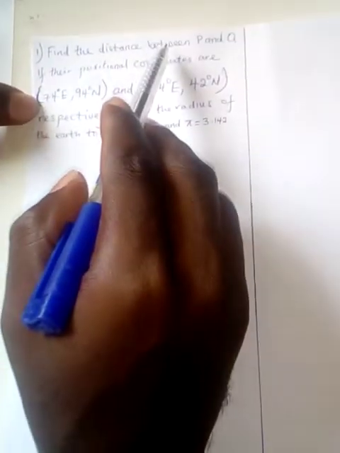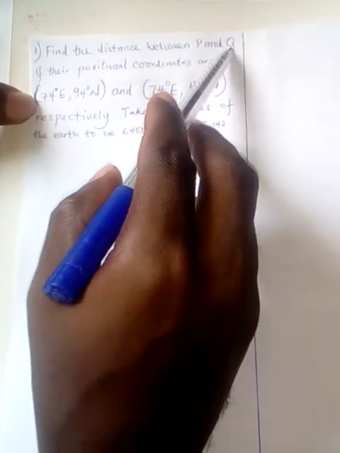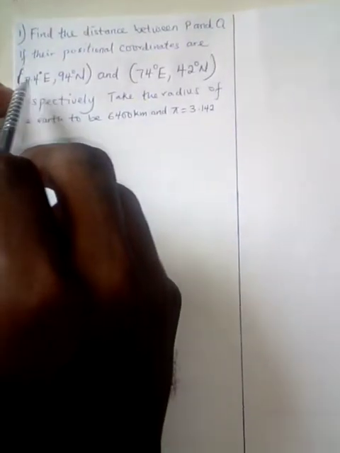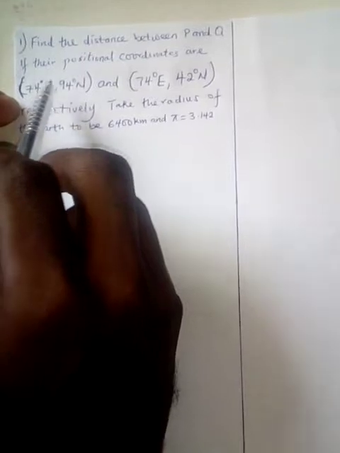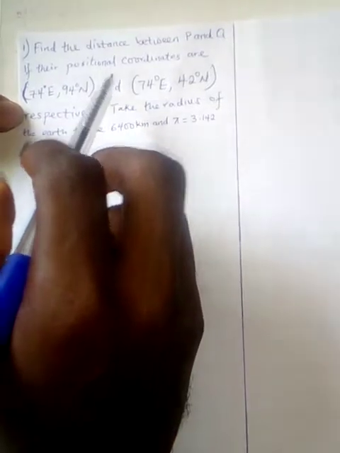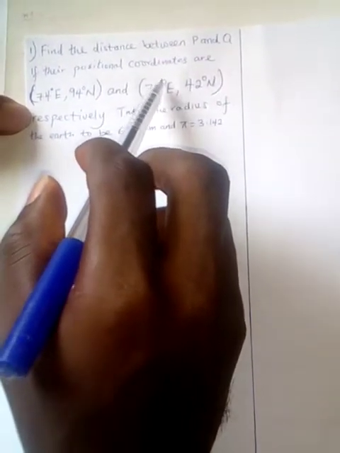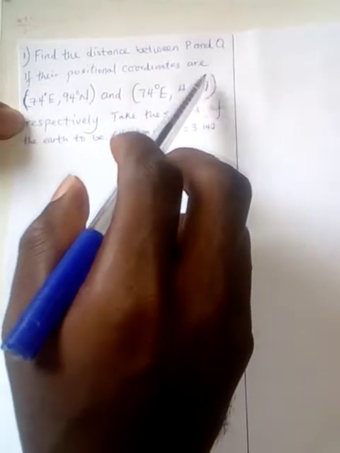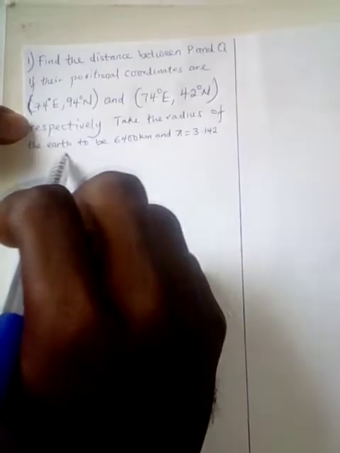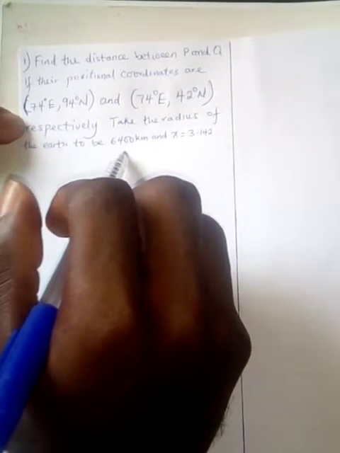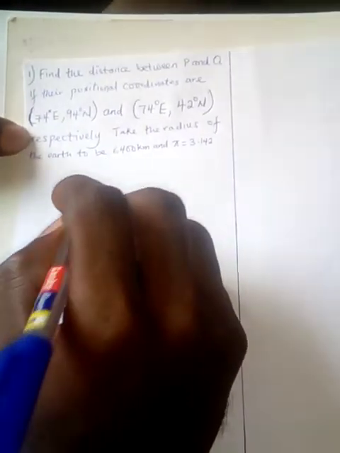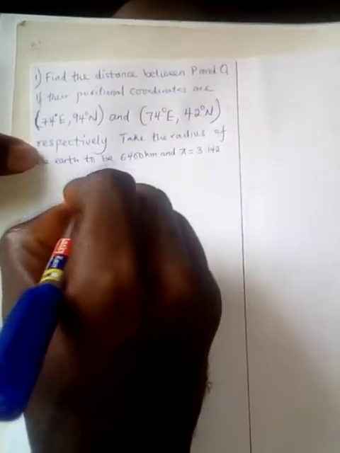Find the distance between P and Q if their positional coordinates are (74 degrees east, 94 degrees north) and (74 degrees east, 42 degrees north), respectively. Take the radius of the earth to be 6,400 kilometers and pi to be 3.142. Now, before I solve this, the solution.